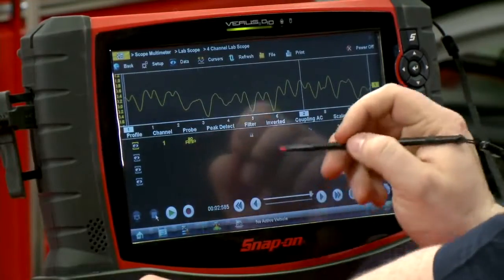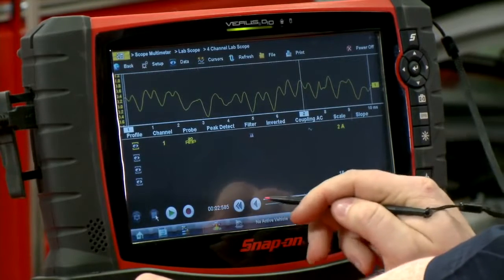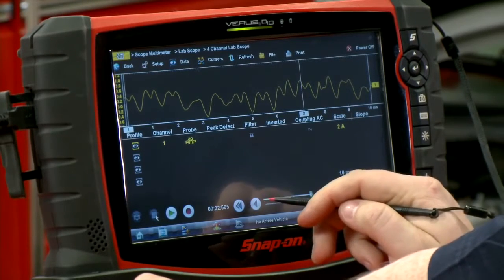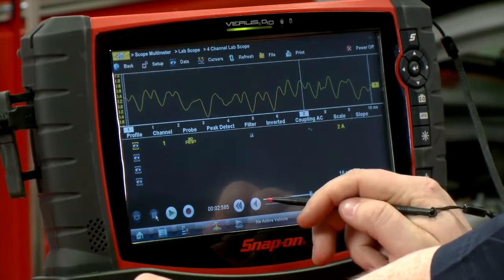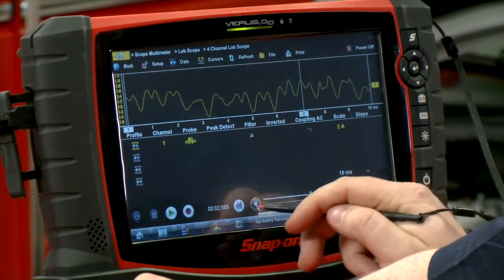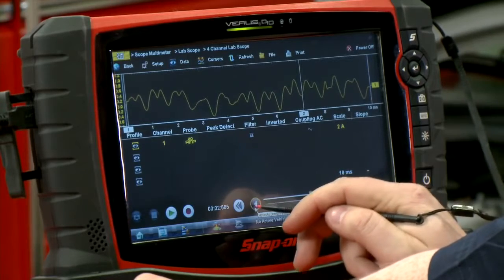Alright, so here's our pattern, and this is an indication of a fuel pump that seems to be on its way out. This guy came in, he had a bit of a stumbling issue going up hills, so let's take a look and see what the problem might be.